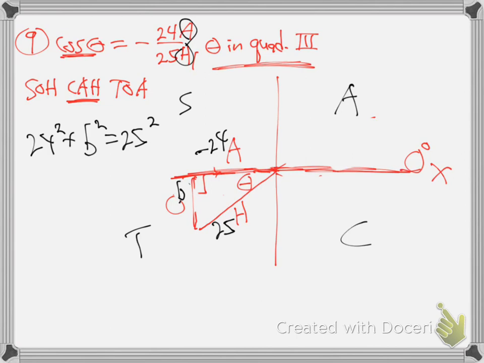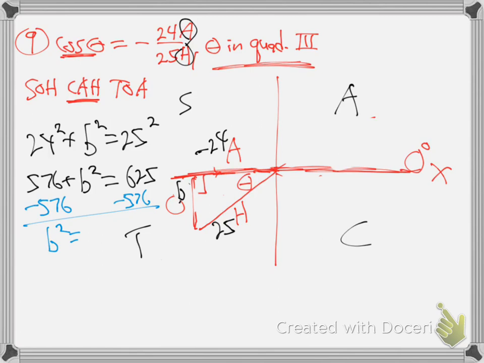Use your calculator. Is that 576? And this other side is 625. Am I doing that right? Yeah. And then subtract 576. So b squared is 49. So b is 7, right? Root it, b is 7. So this side is 7. Technically, it's -7 because it's down. But like I said, if you want to just ignore those signs, you can fix them later.